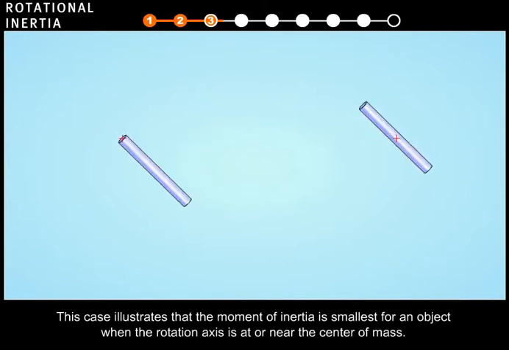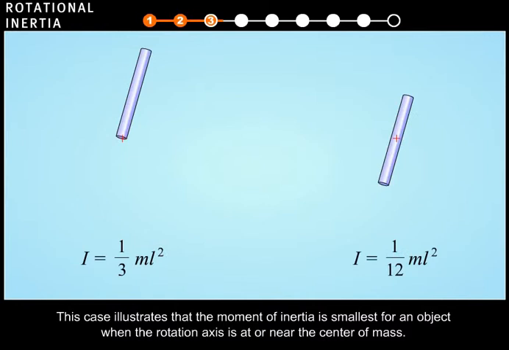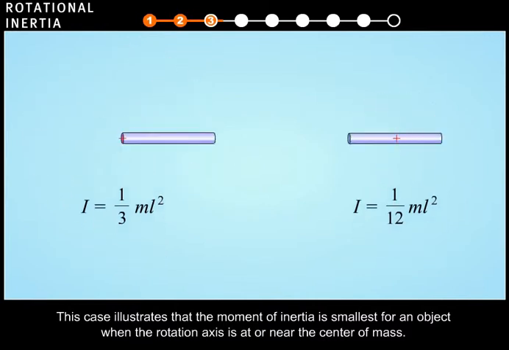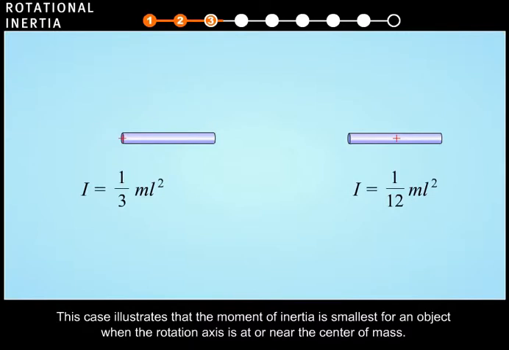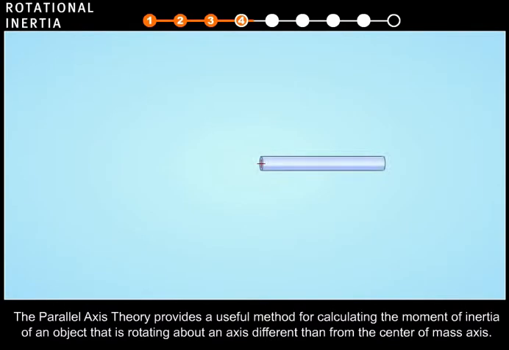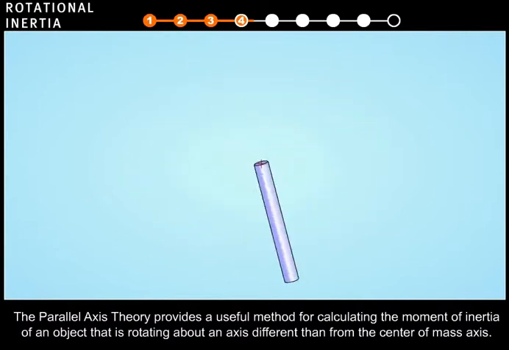This case illustrates that the moment of inertia is smallest for an object when the rotation axis is at or near the center of mass. The moment of inertia has been worked out for various solid objects and can be found in the table provided. The parallel axis theorem provides a useful method for calculating the moment of inertia of an object that is rotating about an axis different from the center of mass axis.